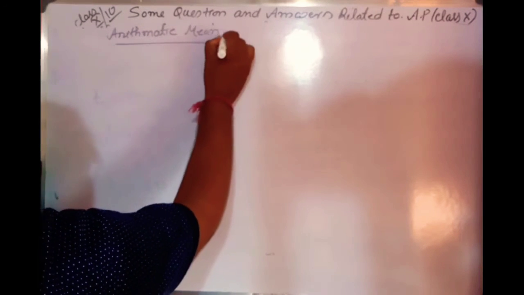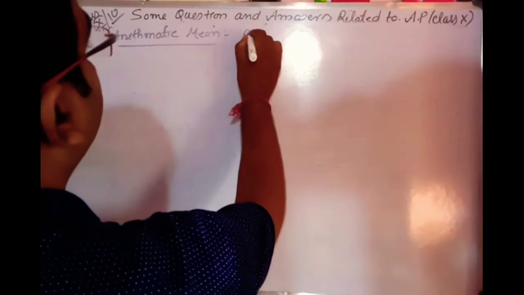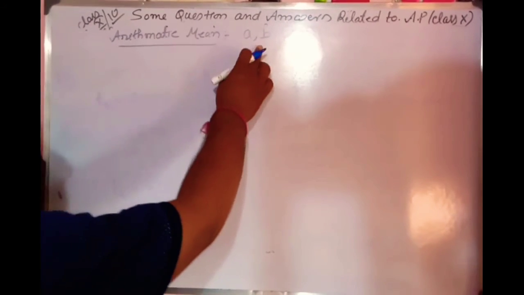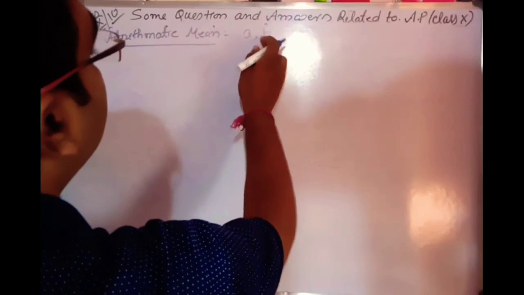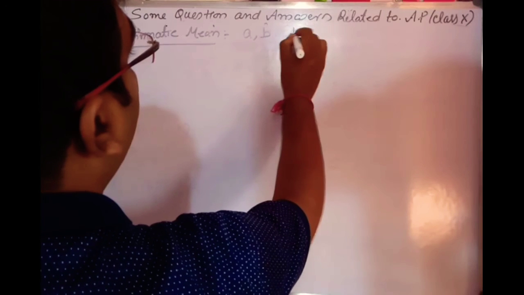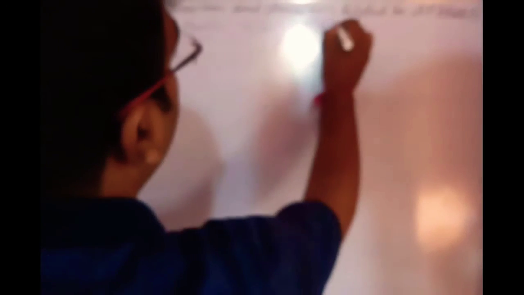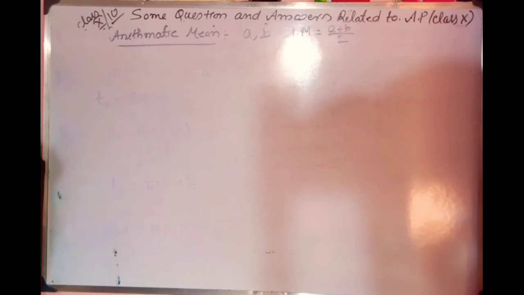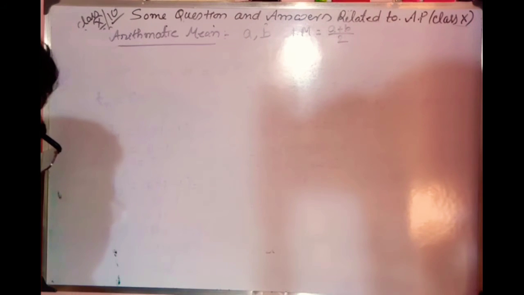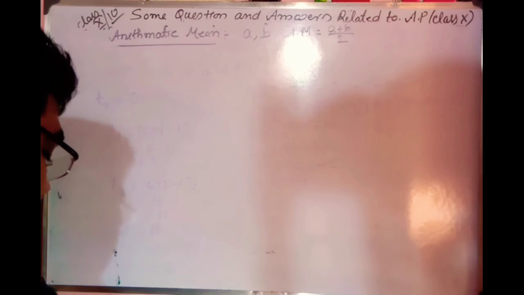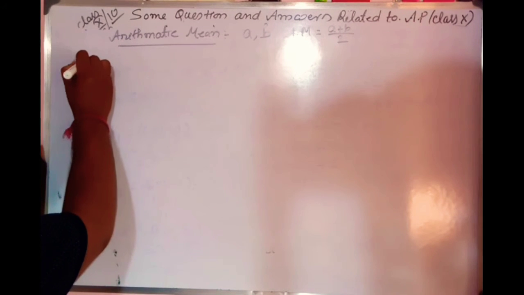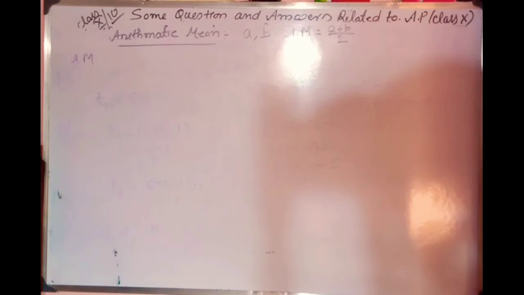Arithmetic mean: if we take two numbers, A and B, of an arithmetic progression, that is the first number and this the second number, then the arithmetic mean, or AM, is equal to (A + B) by 2. Hope you understood. We will solve one short question related to that, so that you will understand it. To find the arithmetic mean.